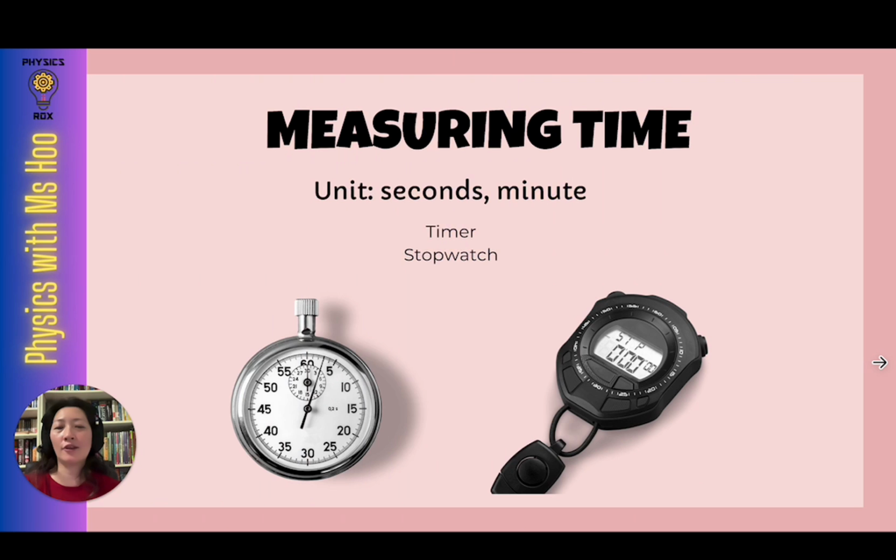When it comes to measuring time, you can either use a timer or a stopwatch. The unit of time can include seconds, minutes, even hours, days, years. The SI unit of time, as you should know, is seconds. And normally in the lab, we use seconds because we are measuring quite a short period of time.